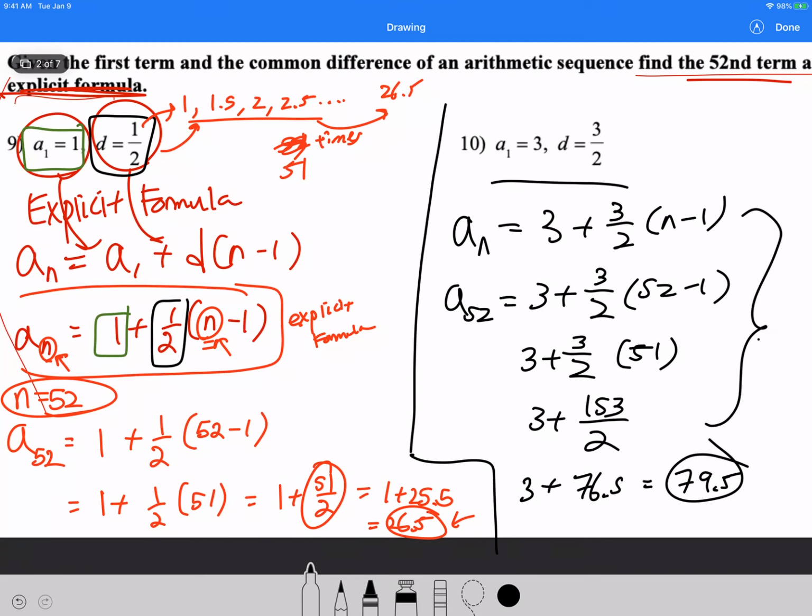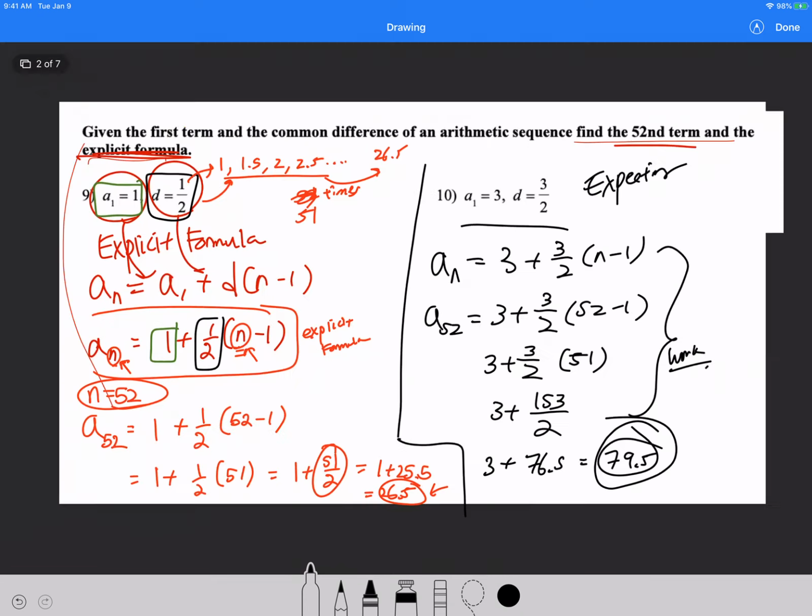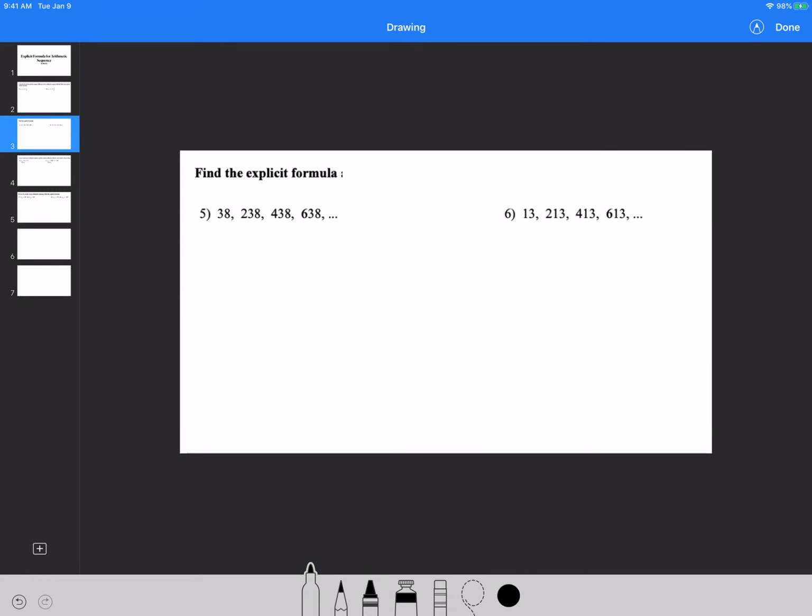All of this work, I would like you to see it. So please write those down. All of this, what I'm writing down, is what I'm expecting for you to have. If you just write down the answer like this, I'm not going to give you credit for it whatsoever. So please, can I emphasize it enough? Show your work for that.